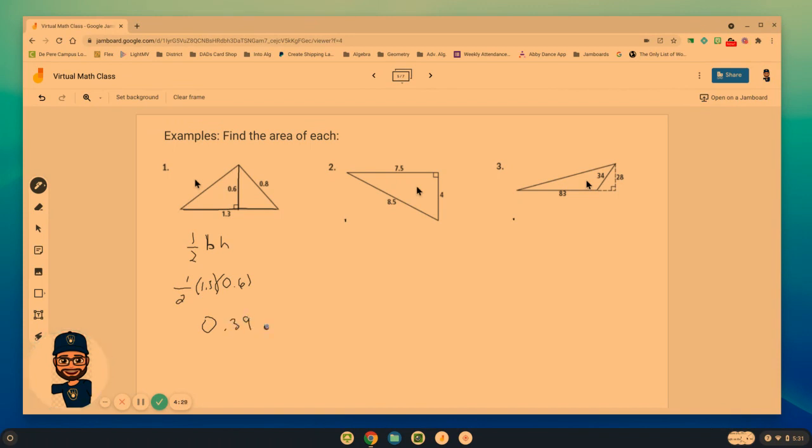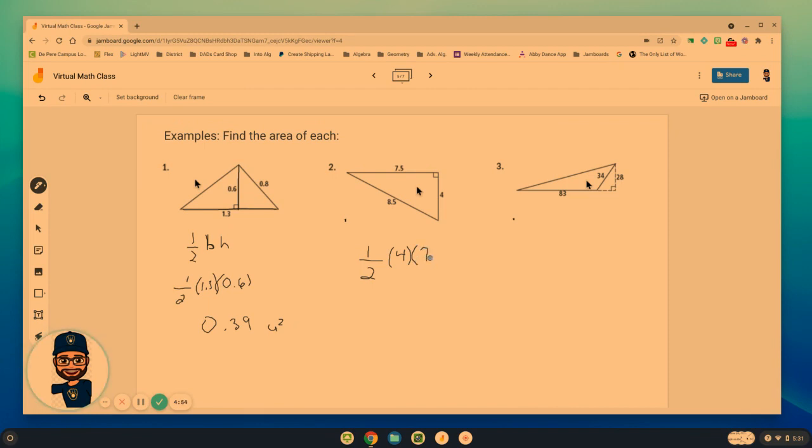Some sort of units squared. Whatever units. Same formula, 1/2 times base times height, but we got to find the base and the height for number 2. The base could be 4. It could also be 7.5. Either one is okay, because together they created a right angle. In multiplication, I can switch the order around anyway.